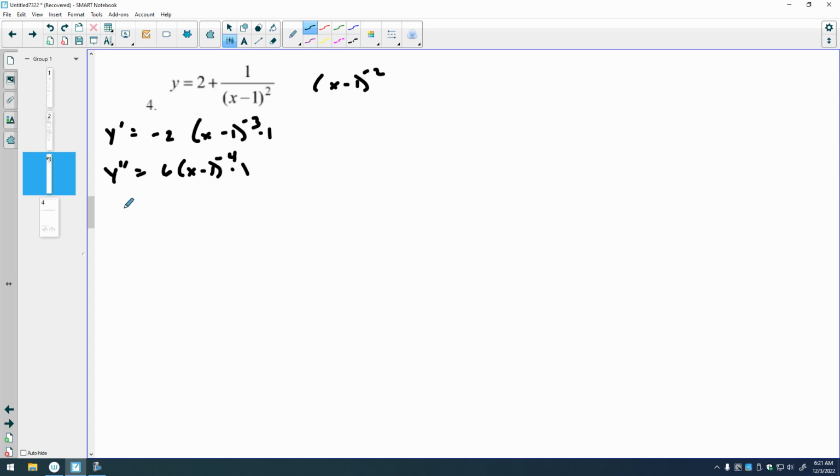Okay? All right. Where is this thing equal to 0? I'm going to rewrite that. The negative 2 is going to go on top, and the x minus 1 to the third power is on the bottom. Here, a 6 is going to go on top, and an x minus 1 to the fourth power is on the bottom. Okay. Looking at my number line.